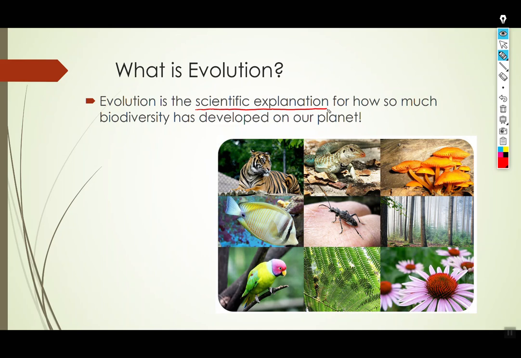So as you can see from this picture, here we have a sampling of a bunch of different plants and animals that we have for our enjoyment to look at, including tigers, monitor lizards, fungi, butterfly fish. Actually, I think that's a triggerfish. They have a little spine right before their tail. Here's a lorikeet. Here's a sensitive plant, box elder bug, forest, and echinacea.